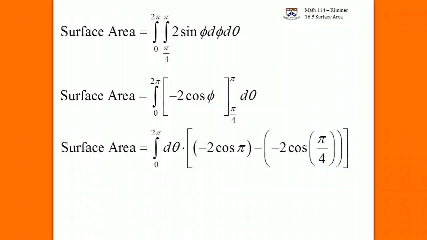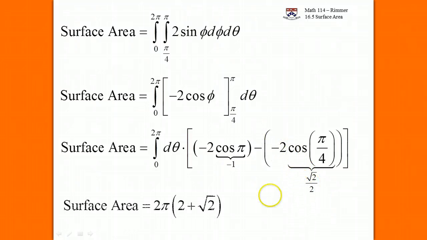Okay. And then the other guy doesn't have any thetas in it, so we can just integrate that separately and then multiply the two parts together. The cosine of pi is negative 1. And the cosine of pi over 4 is root 2 over 2. So what's going to happen is this guy's going to be a 2. And this guy is going to be a positive root 2. And this 2 pi comes from this part here on theta. And so that's our answer.